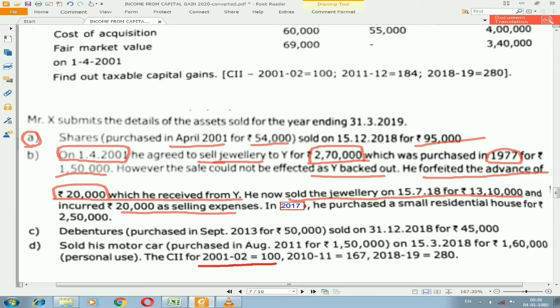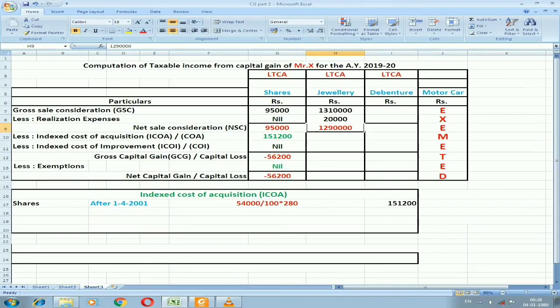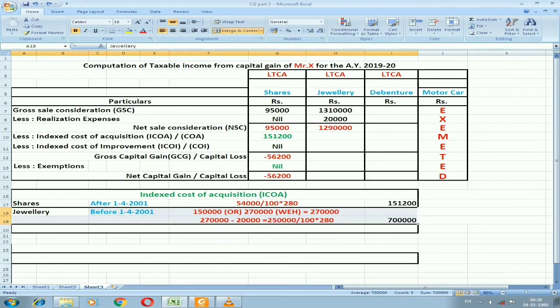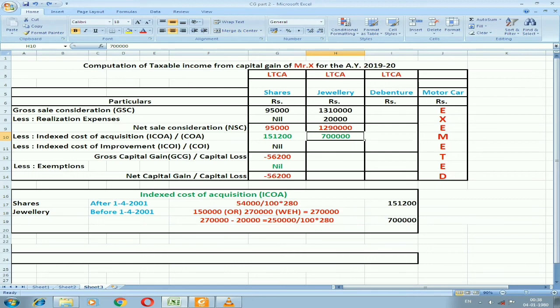First we need to compare those two amounts, then deduct the amount, then divide by 100 and multiply by 280. As you can see, 1,50,000 or 2,70,000, whichever is higher, 2,70,000. So minus 20,000 which is advance money, you will get 2,50,000 divided by 100 into 280. So we'll get 7 lakh.